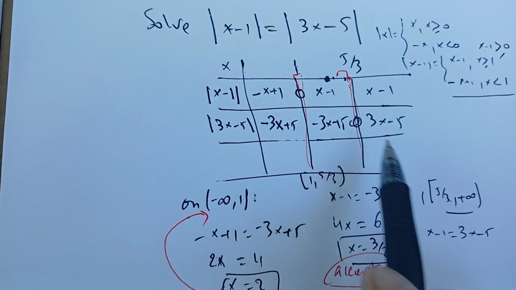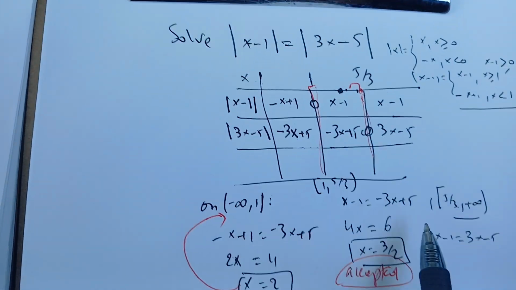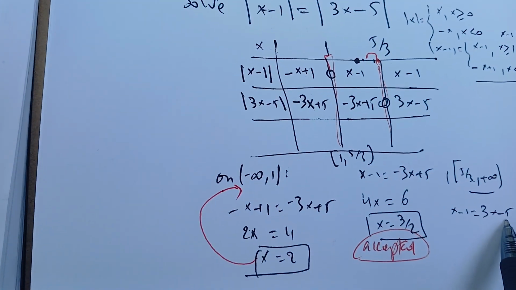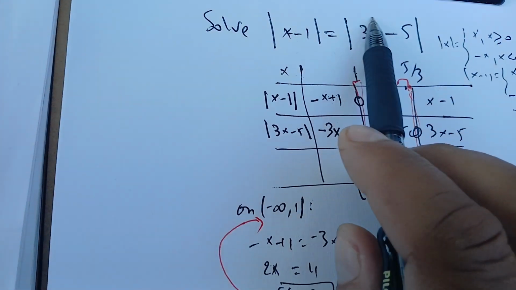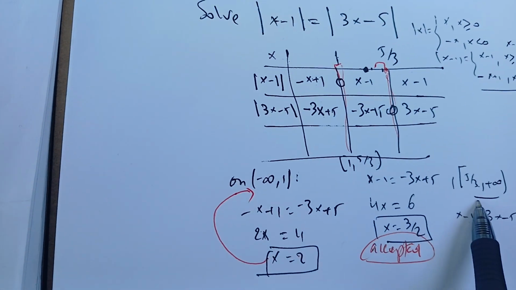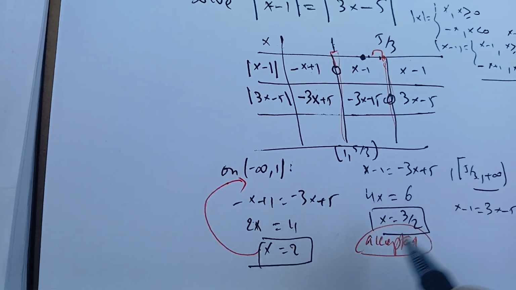But in this interval, the absolute value of x minus 1 is x minus 1, and the absolute value of 3x minus 5 is just 3x minus 5. That's why I'm not talking about this equation, but in fact I'm solving it. Okay, so I'm treating all the cases. Now let's go back to our equation.